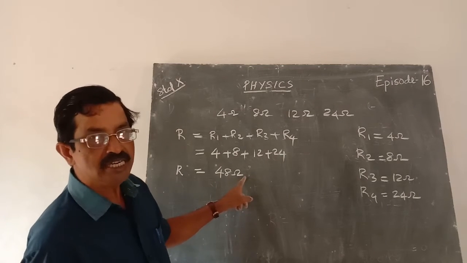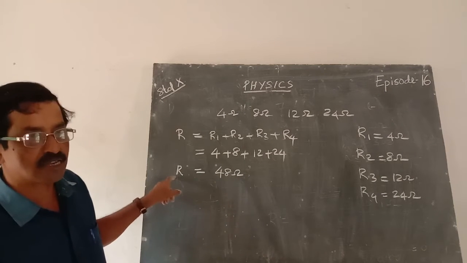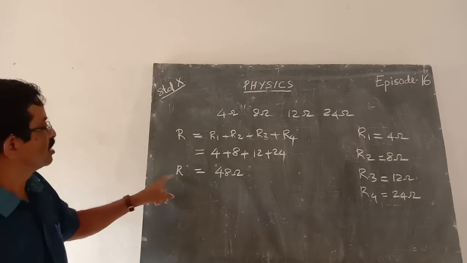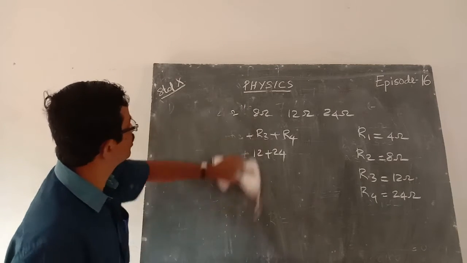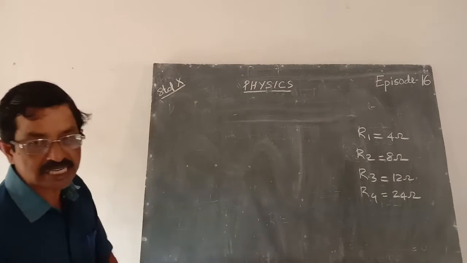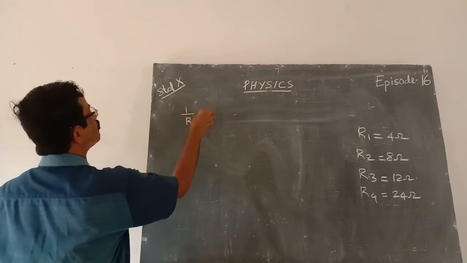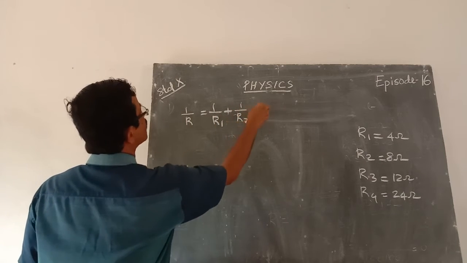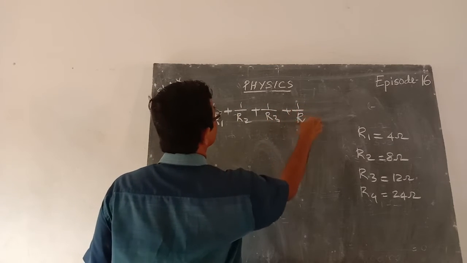Now we want to find out the least resistance in the circuit. See, to get the least resistance, in which manner do we want to connect the resistances? That means we want to connect the given resistors in parallel. That means 1 by R is equal to 1 by R1 plus 1 by R2 plus 1 by R3 plus 1 by R4.